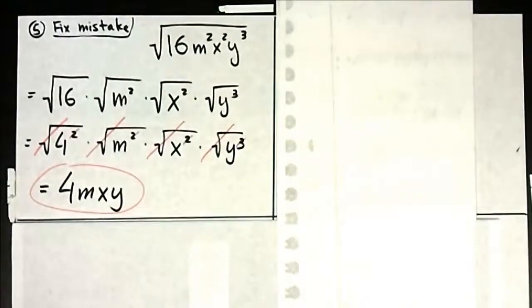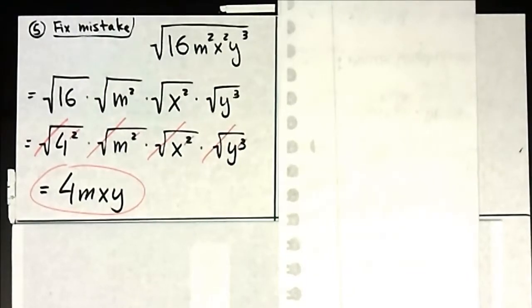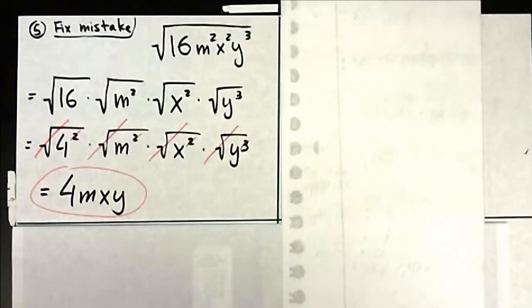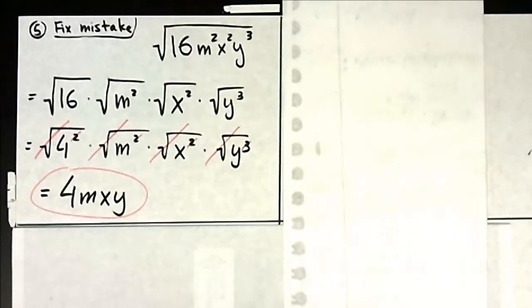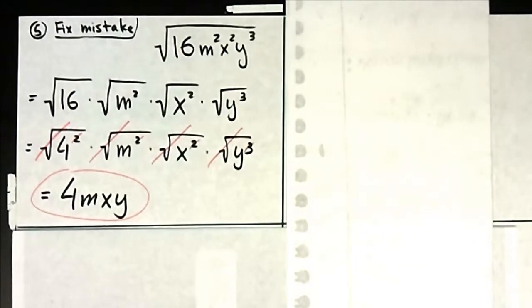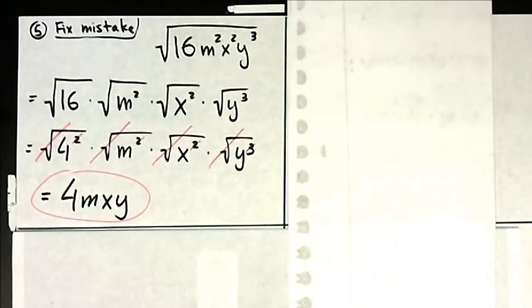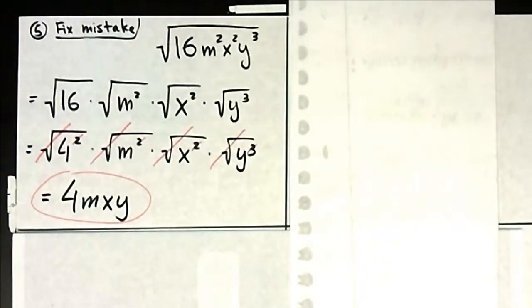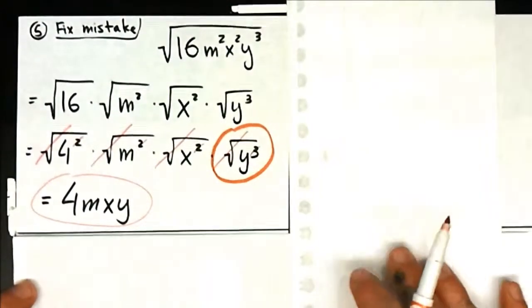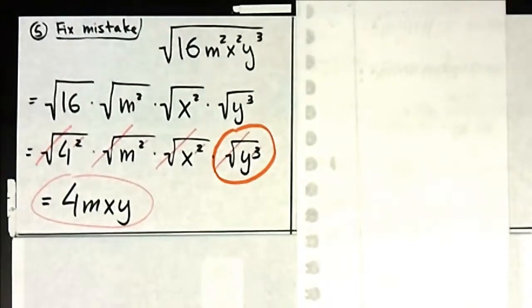Alright, for number 5, this is the first of my fix my mistake problems. There's 2 on the study guide. And you're supposed to find where I made a mistake. So can someone tell me where that mistake was made? Right here. That was my mistake. And what was my mistake?